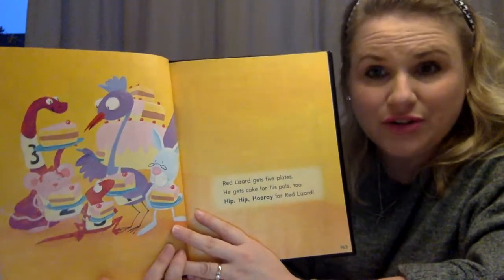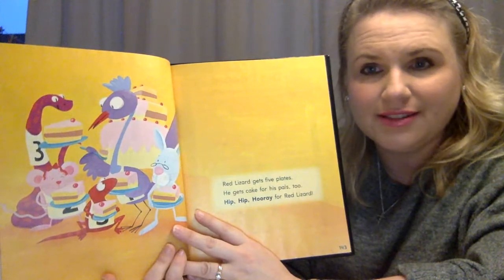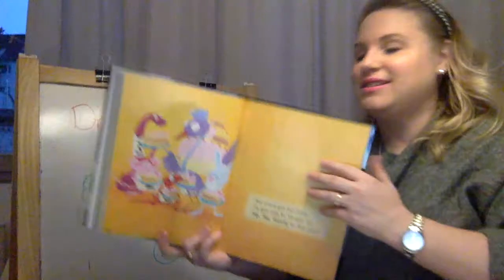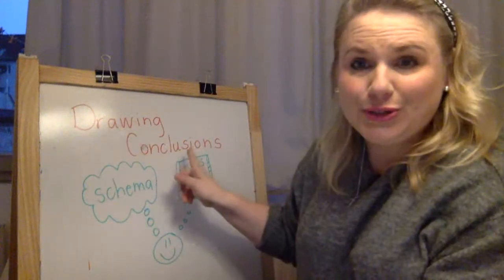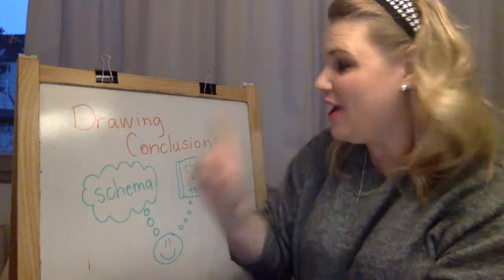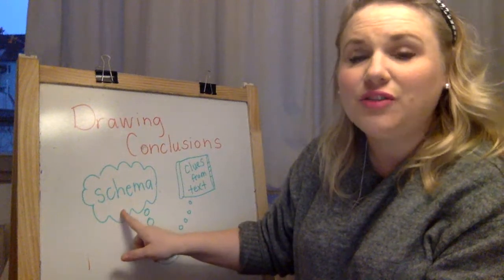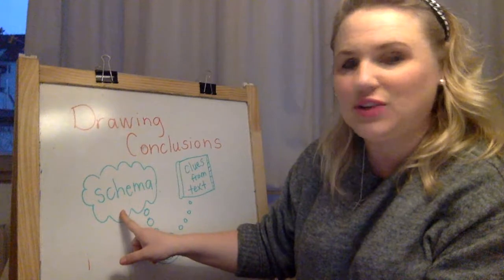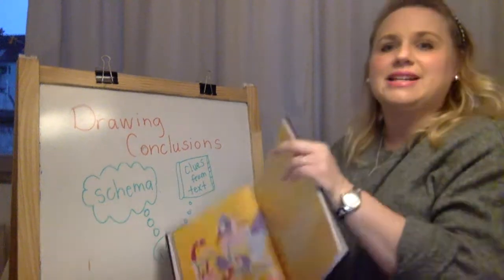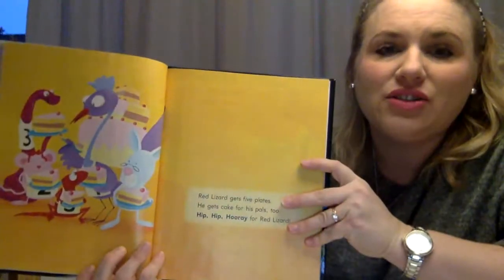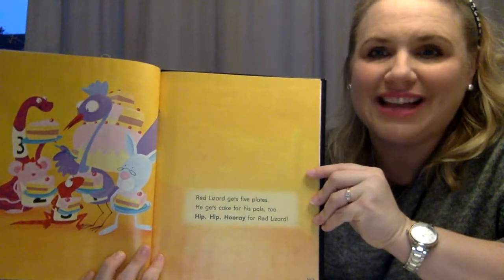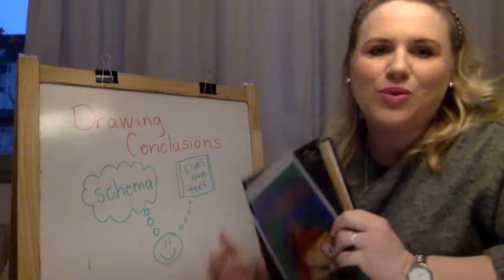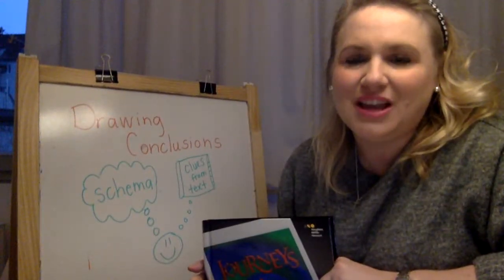Does the author tell you that Red Lizard is a good friend? That's right, he didn't tell us that, but we drew conclusions in our mind, okay? We used our schema knowing that good friends share and good friends care about their friends and want them to be happy too. And we used clues from the text. The fact that Red Lizard looked at his friend, got 5 plates, and shared with his friends tells me that I can draw the conclusion that Red Lizard is a good friend.